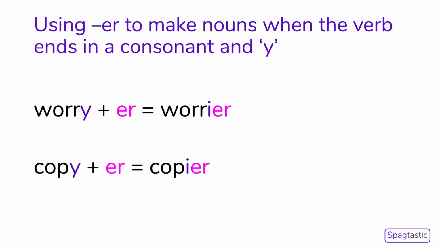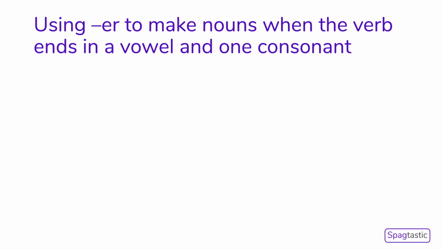Here is another example. We have the word copy. Copy ends in the consonant P and Y. So to change copy into copier, we have to change that final Y into an I and add -er. Copier is spelt C-O-P-I-E-R.